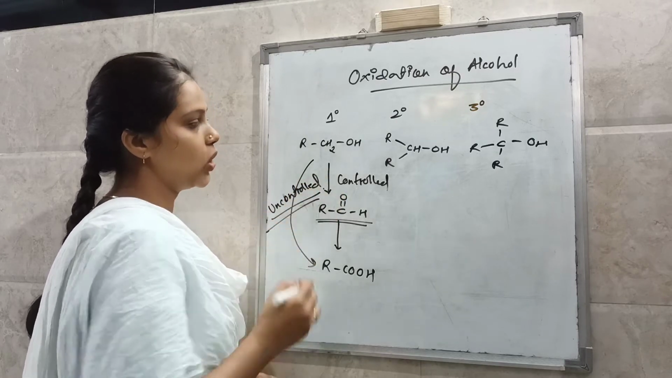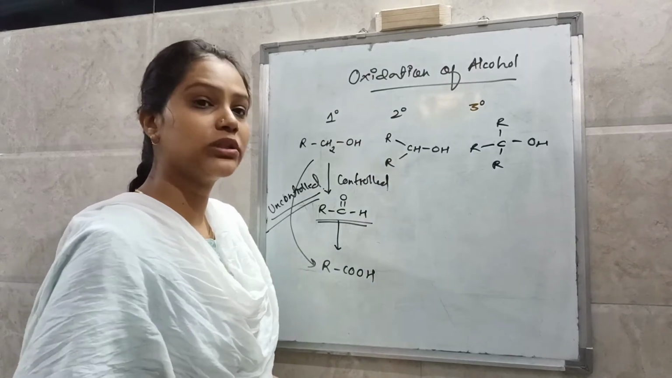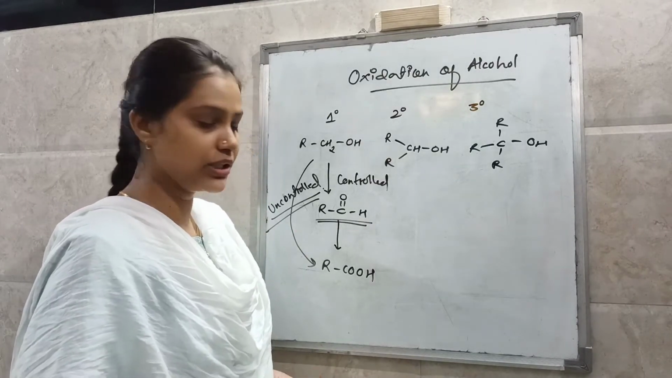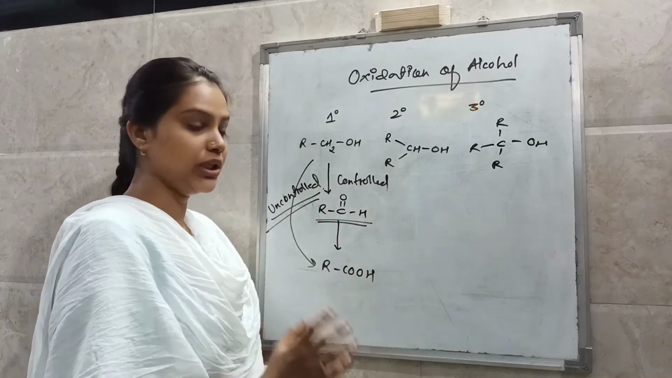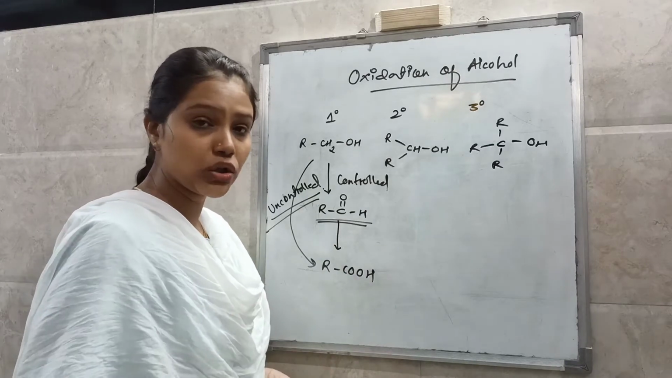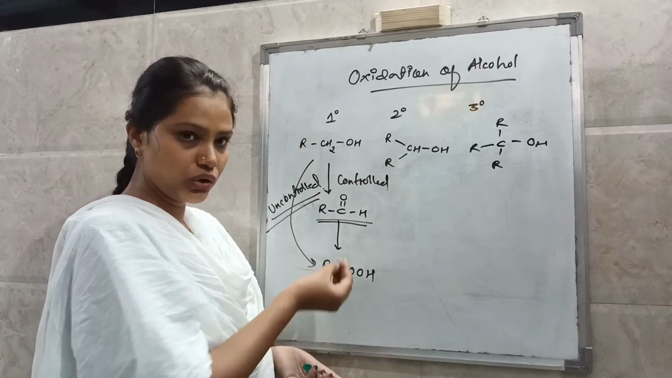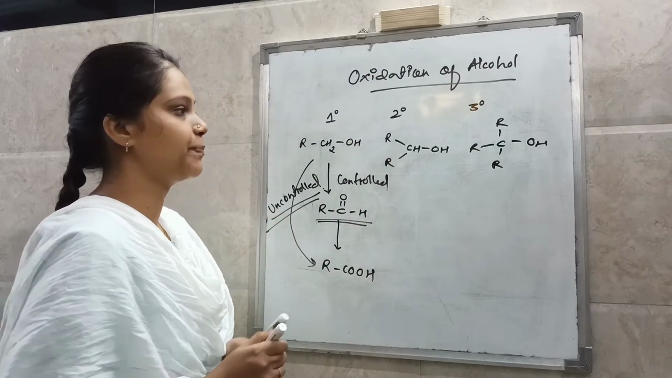So primary alcohol on oxidation can give aldehyde as well as carboxylic acid, but there is a condition. When you use a mild oxidizing agent, it will oxidize to aldehyde, and it is known as controlled oxidation. And when we use a strong oxidizing agent like Jones reagent, it will further oxidize to carboxylic acid. It is known as uncontrolled oxidation.